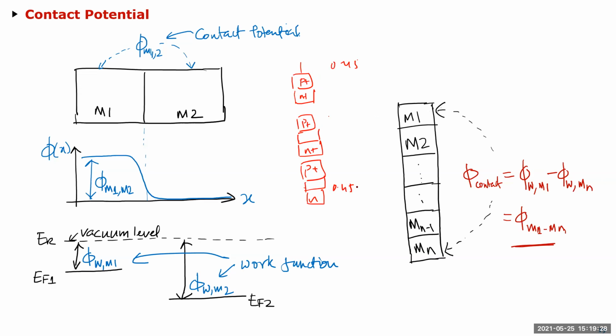So it doesn't matter what stack you put in, ultimately the contact potential is just the difference between the work function of the very two end elements. Or let's say you have two metals at the very end, then they cancel and there is no contact potential. They just cancel each other internally. So just remember this. We'll use this during our VT potential.